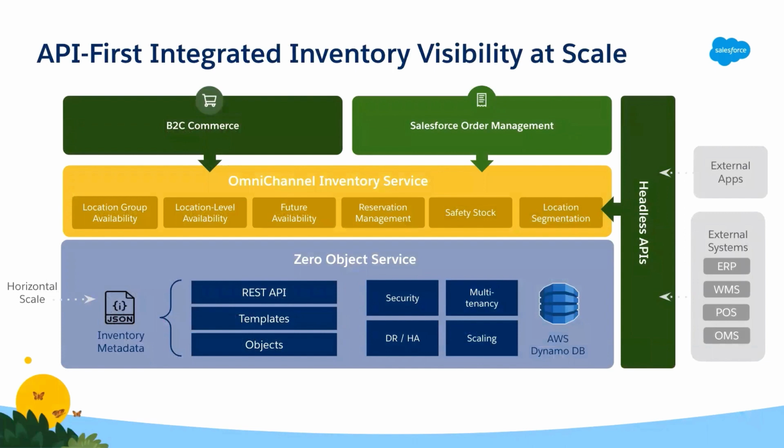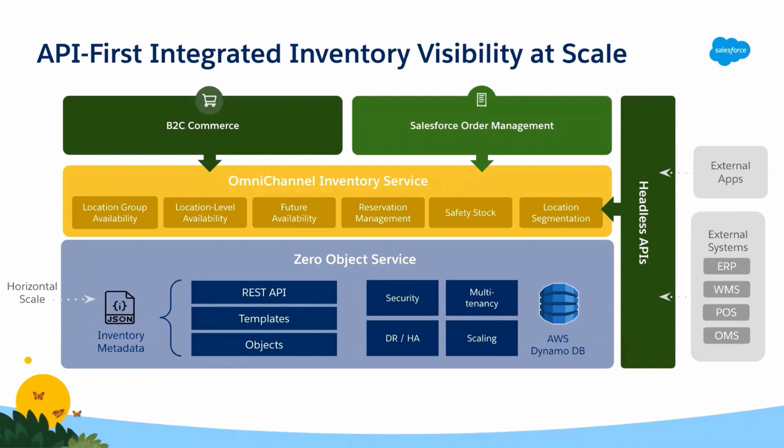Let's take a look at how omnichannel inventory service works to integrate across Salesforce applications and other systems. The omnichannel inventory service is a multi-tenant system built on our Salesforce core platform, and it features a collection of headless APIs that let you get inventory availability data and manage reservations across all your fulfillment channels. It also comes with an app that is also built on our core platform, allowing you to manage location setup and view inventory records.